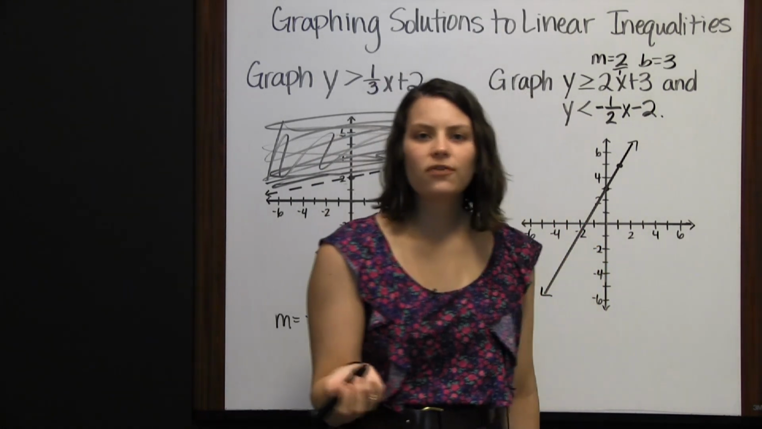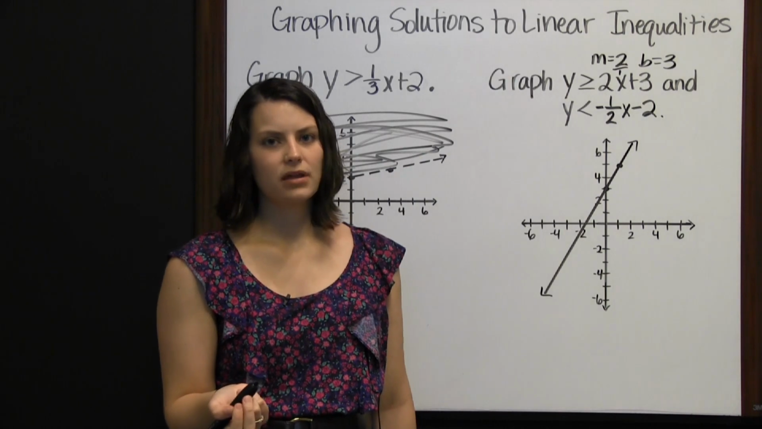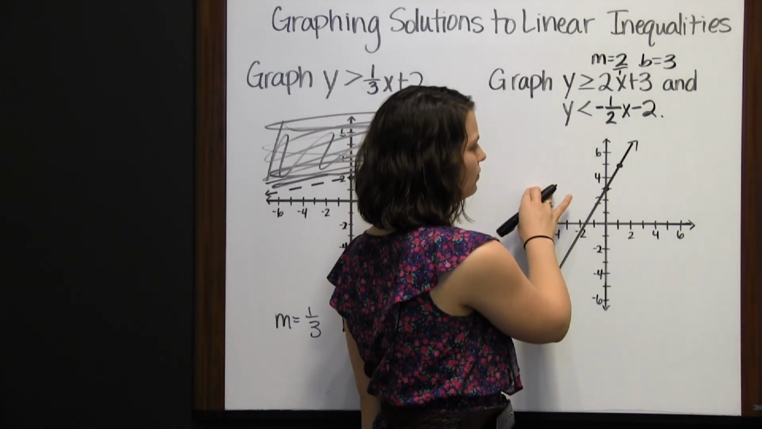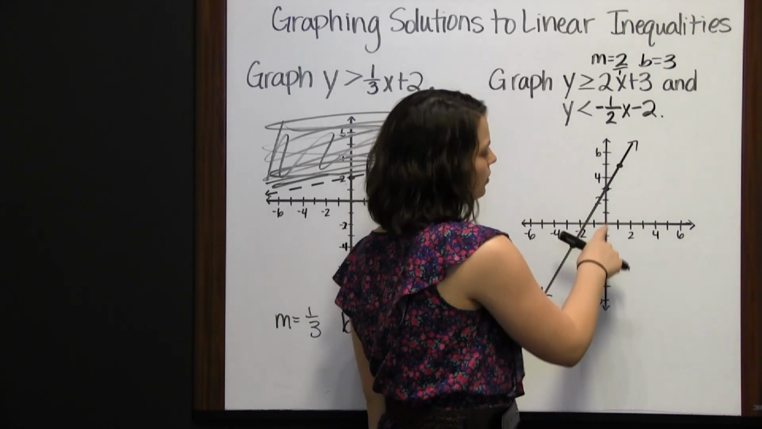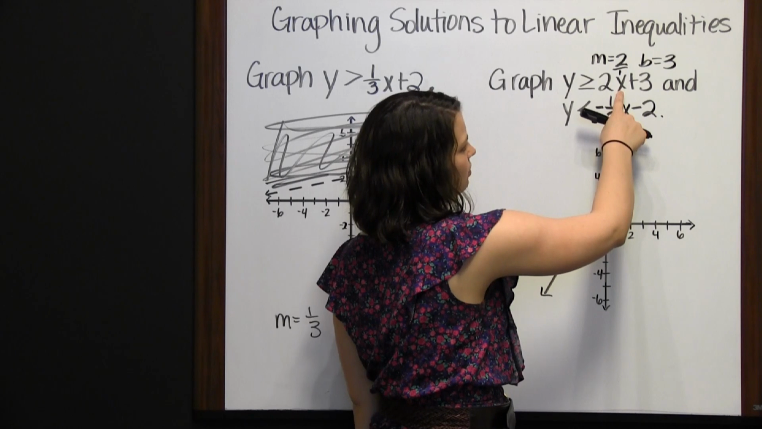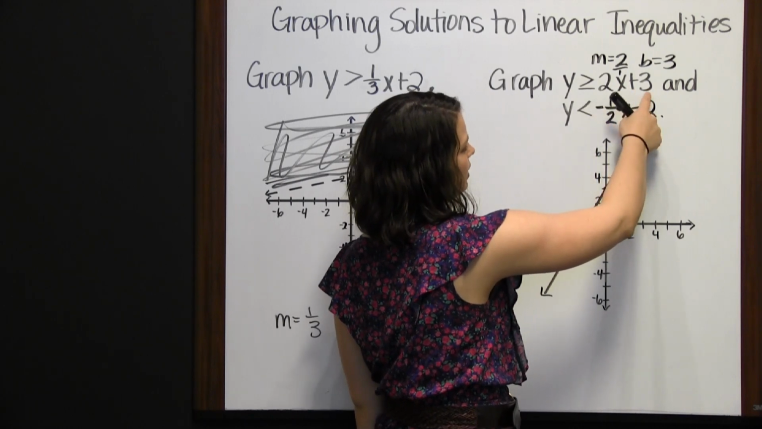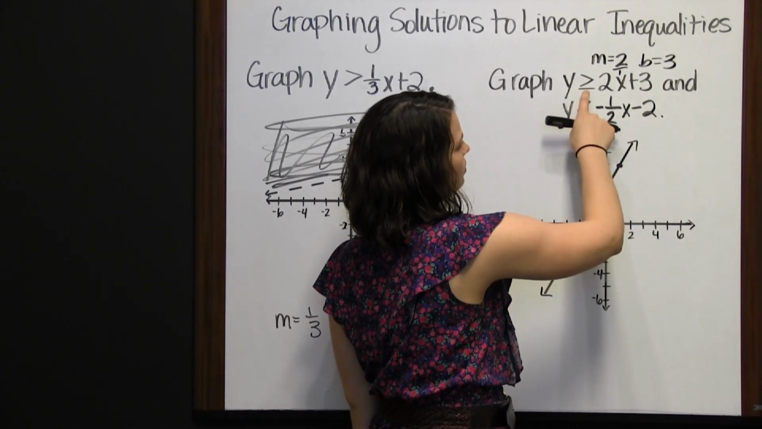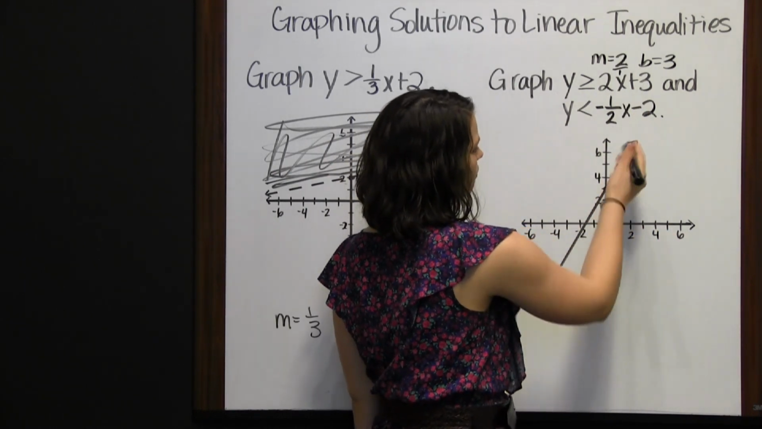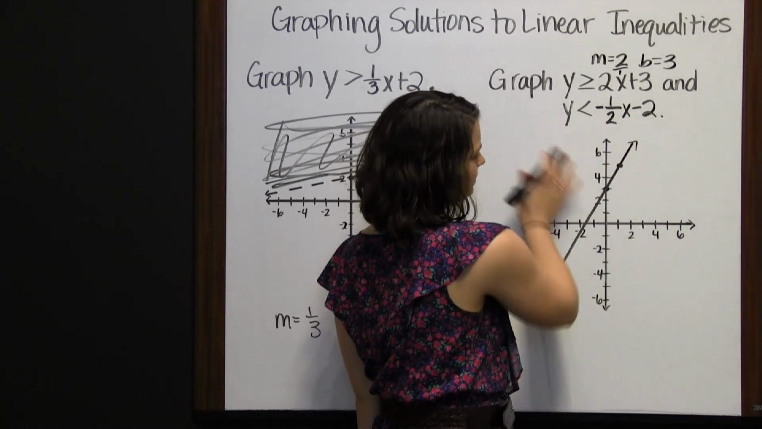And there are a couple of different ways you can do the shading. One thing you could do is start by figuring out where you would shade for this line. So again, you could use that point 0, 0. 2 times 0 is 0, 0 plus 3 is 3. Is 0 greater than or equal to 3? No, it isn't. So for this line, we'd be shading on this side of the line.